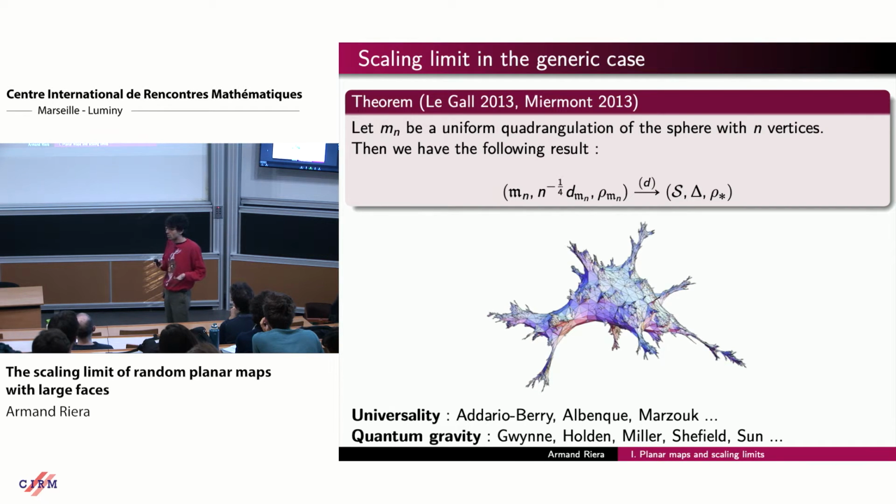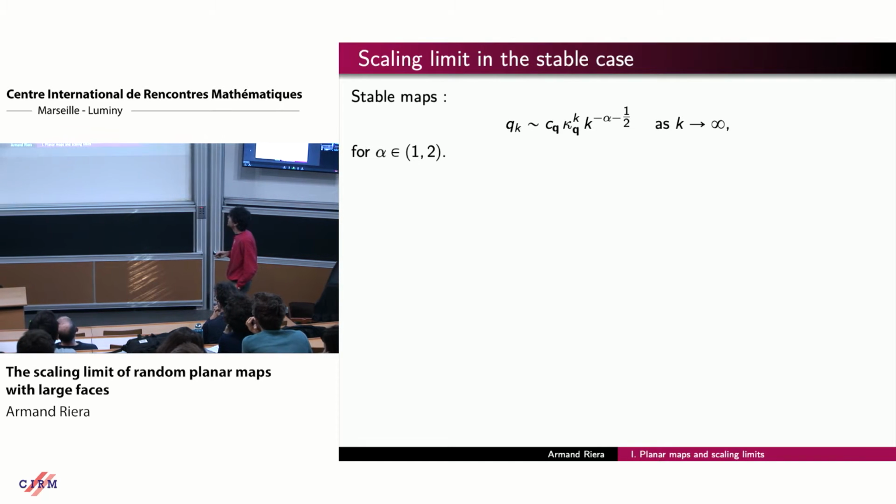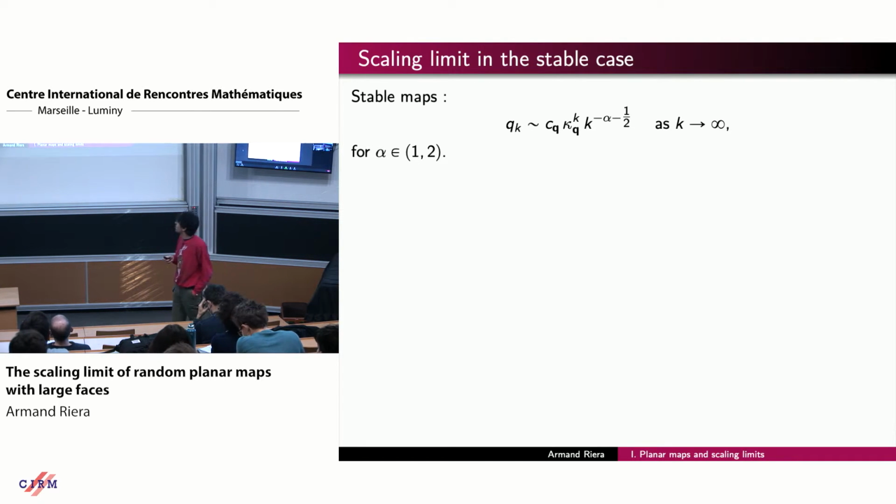And now I'm going to consider other models of maps which have large faces, that are going to converge to a new class of canonical continuous random surfaces. And to give a more or less precise definition, I'm going to consider stable maps, which are Boltzmann maps, with this kind of weight sequence. So here we have some asymptotic behavior.